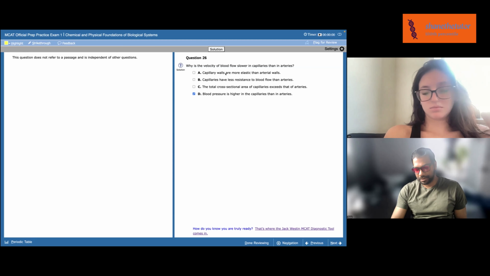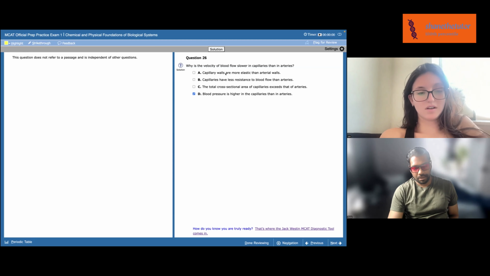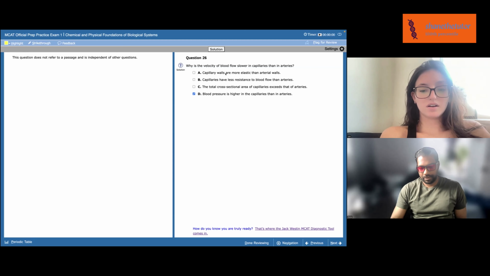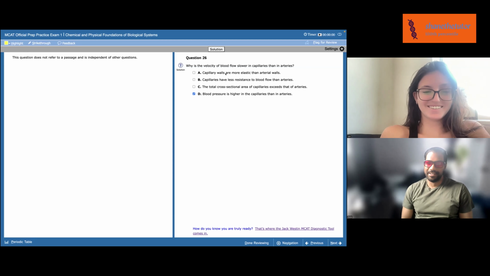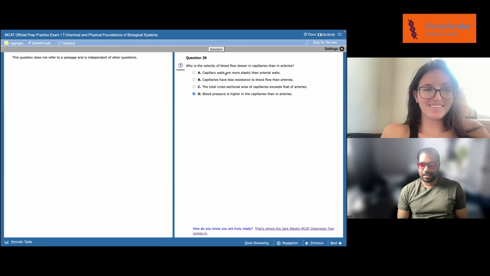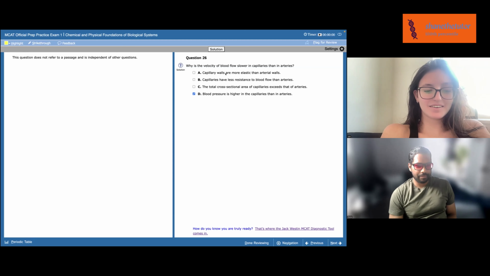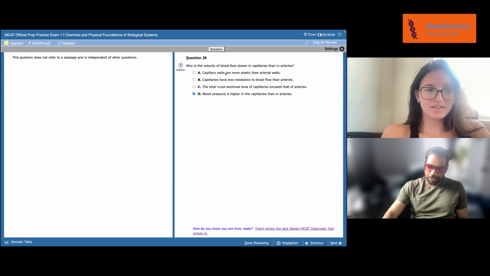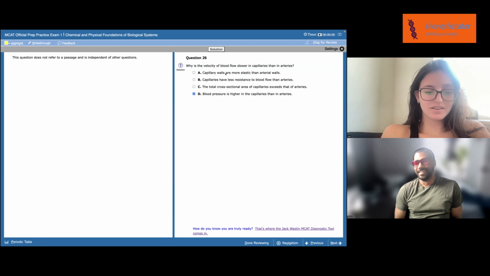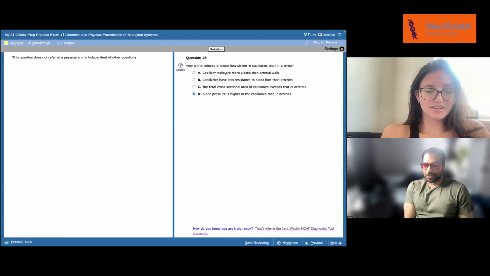I know that arterial blood flow is the strongest. And why would that be? It's just how it is. So imagine asking a doctor that, and they just told you that's how it is.